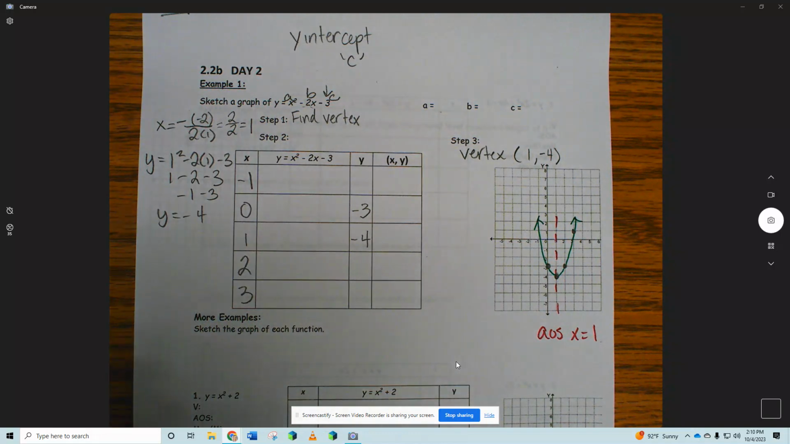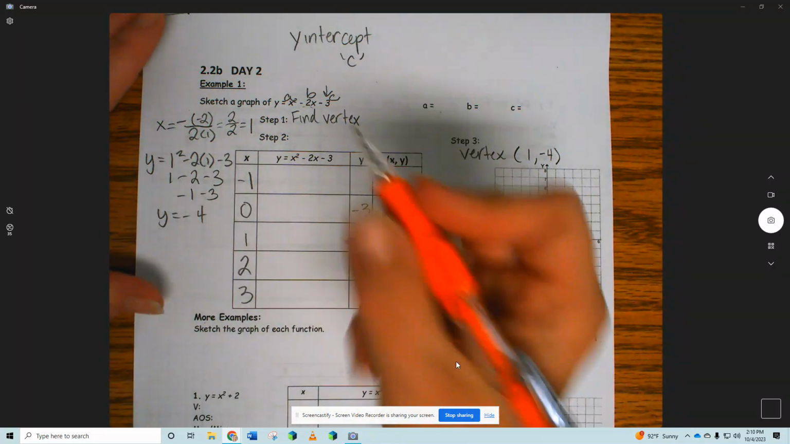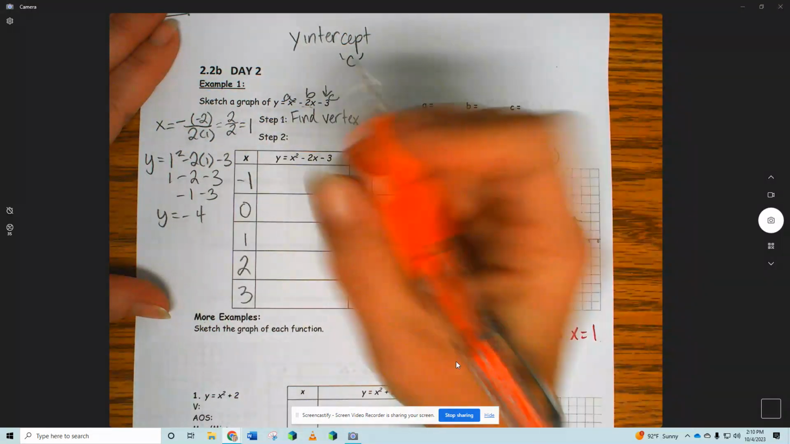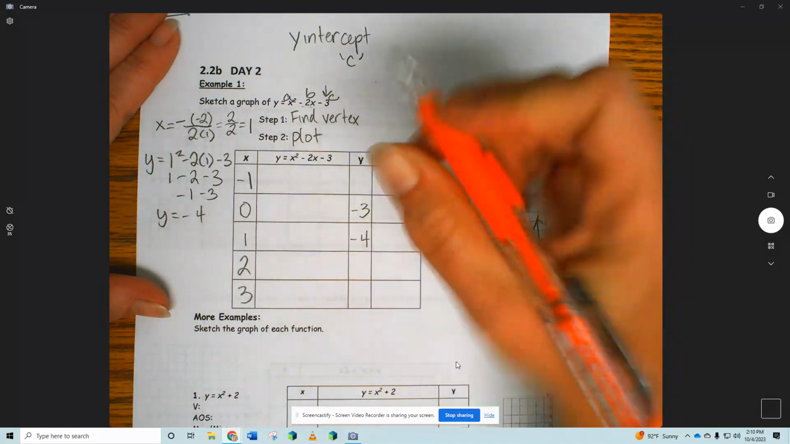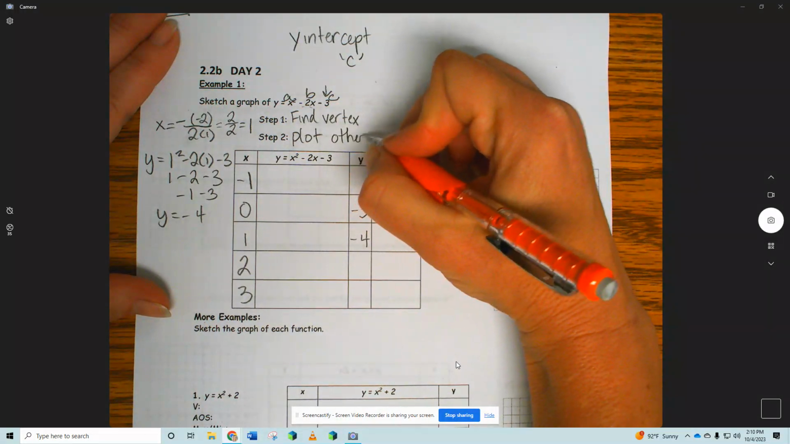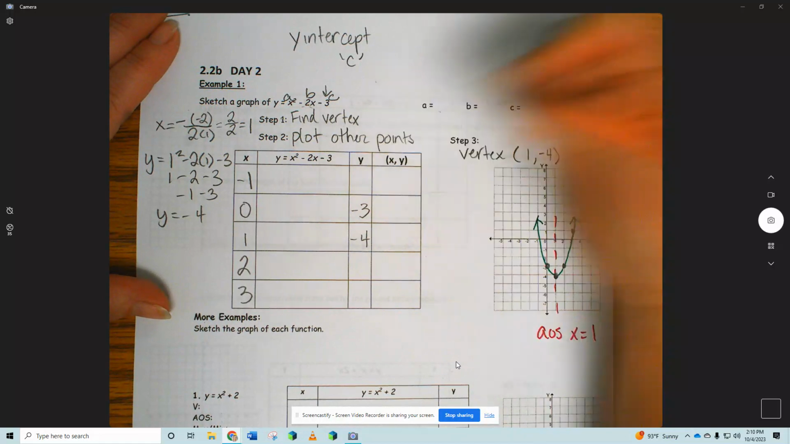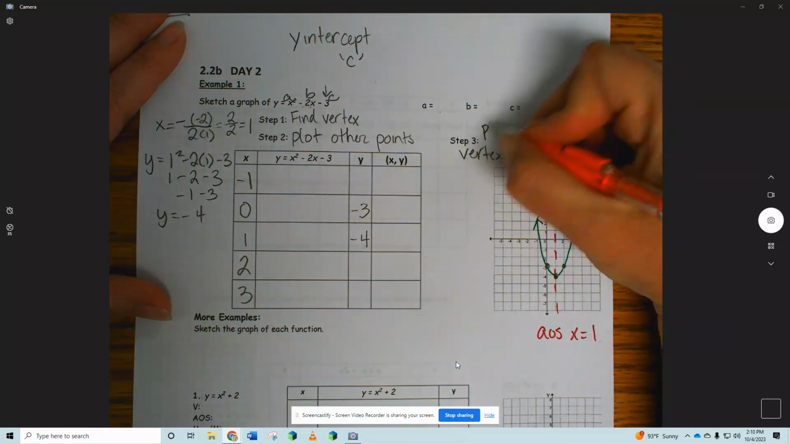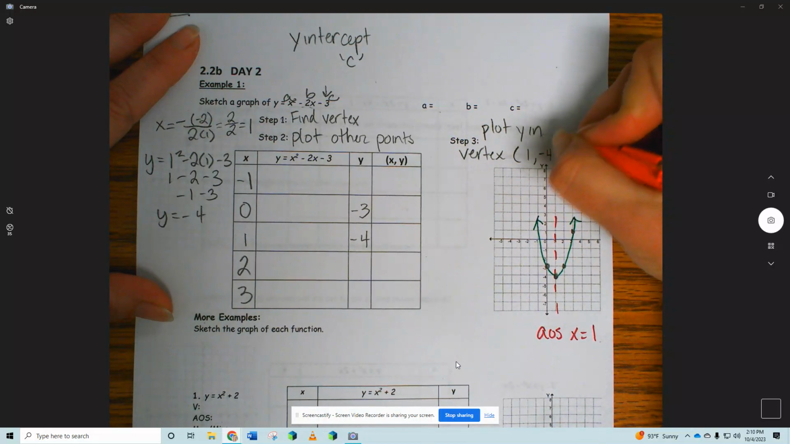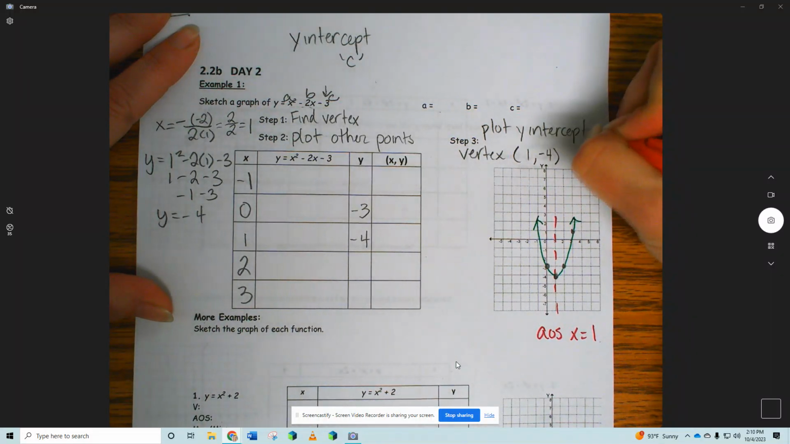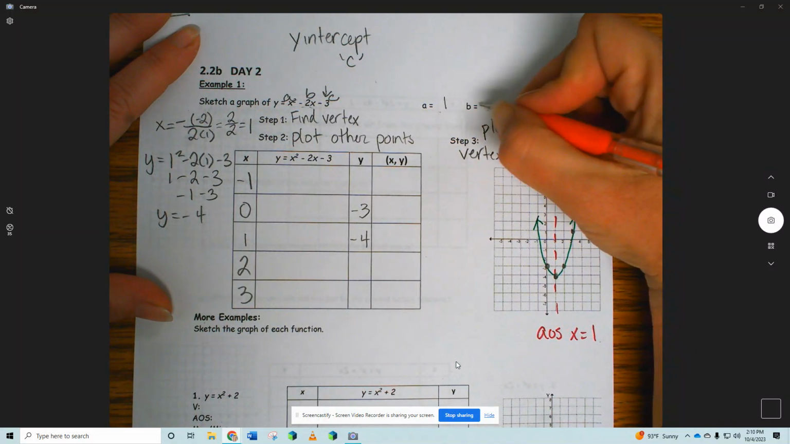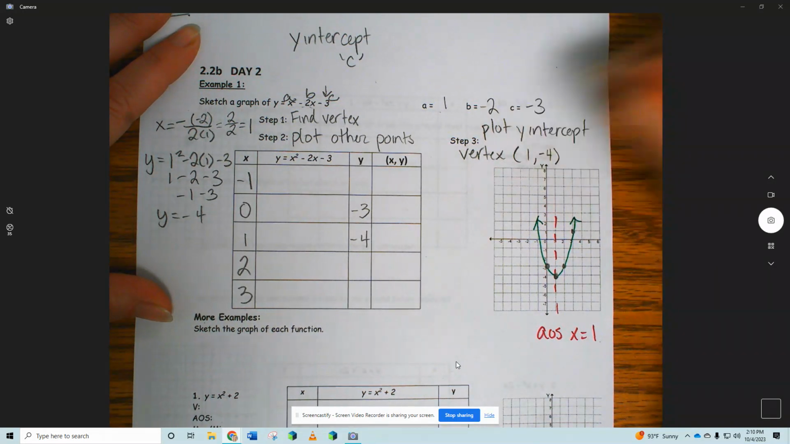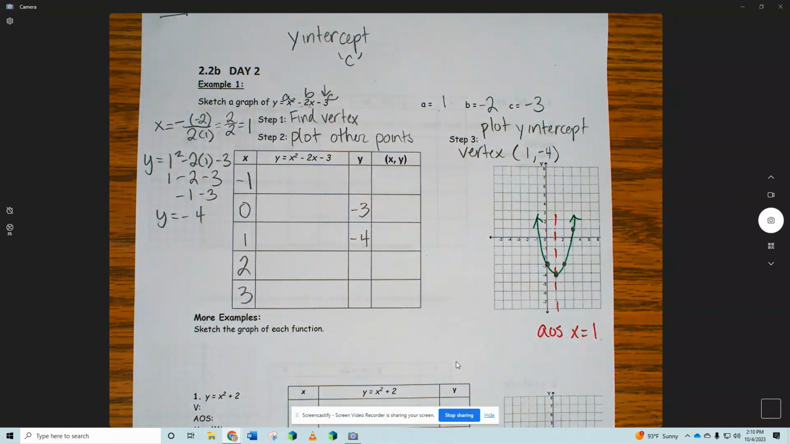Oh, I never wrote step 2. Anyway, step 2 would be to plot other points. You could make sure to plot the y-intercept because that's C. A is 1, B is -2, C is -3. I want to just be thorough since it's a video.